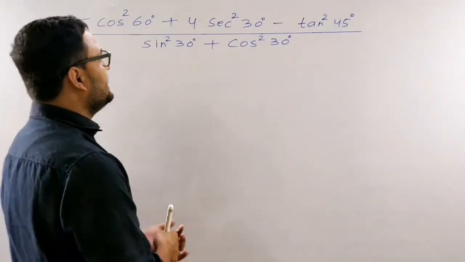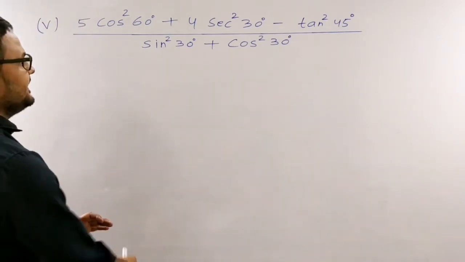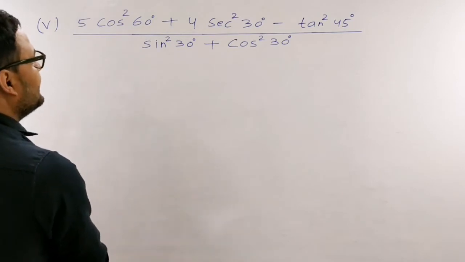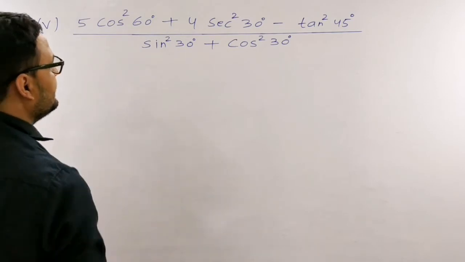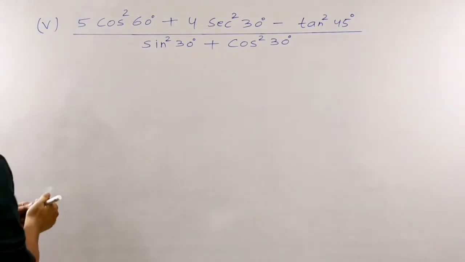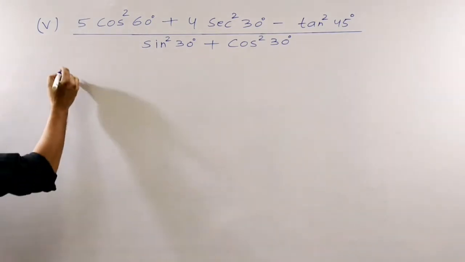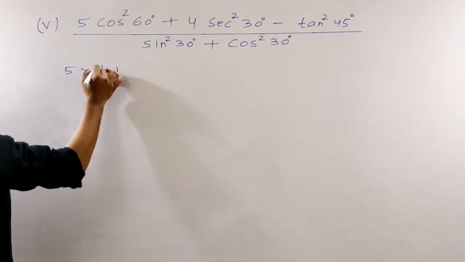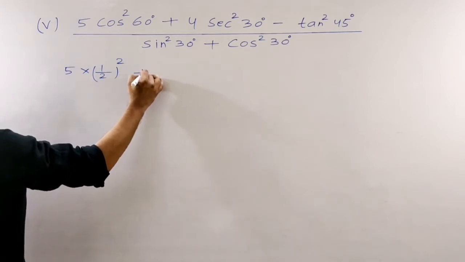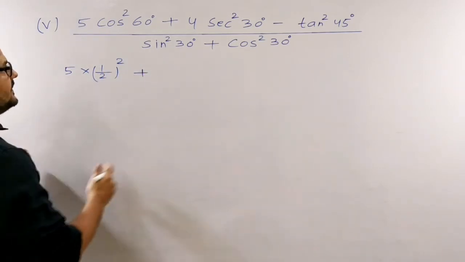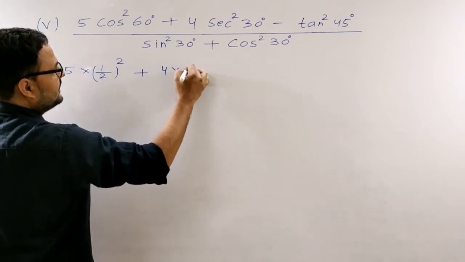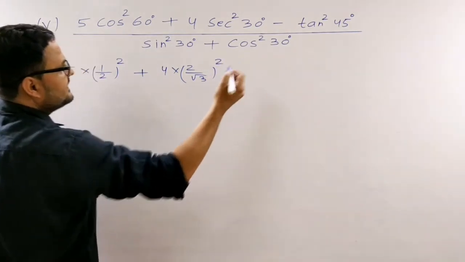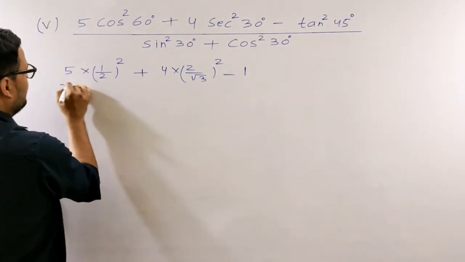The fifth question is 5 cos square 60 plus 4 sec square 30 minus tan square 45, divided by sin square 30 plus cos square 30. We'll simply put the values. Cos 60 is 1 by 2, so it means 5 into 1 by 2 whole square, plus sec 30 is 2 by root 3, so 4 into 2 by root 3 whole square, and minus tan 45 is 1. Divide.